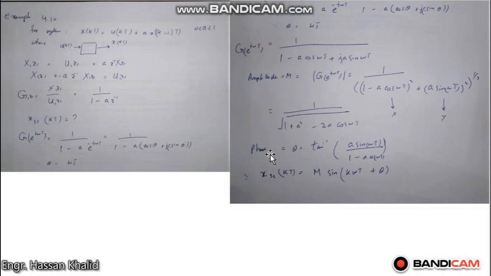Next, the last step is to determine the phase. It's simply equal to tan inverse of the y over x term. Here the y term is a sin ωT and the x term is 1 minus a into cos ωT. You just divide it and you will get the phase. In the end, you can finally substitute the values of the magnitude and the phase into this steady state equation, and here you go.